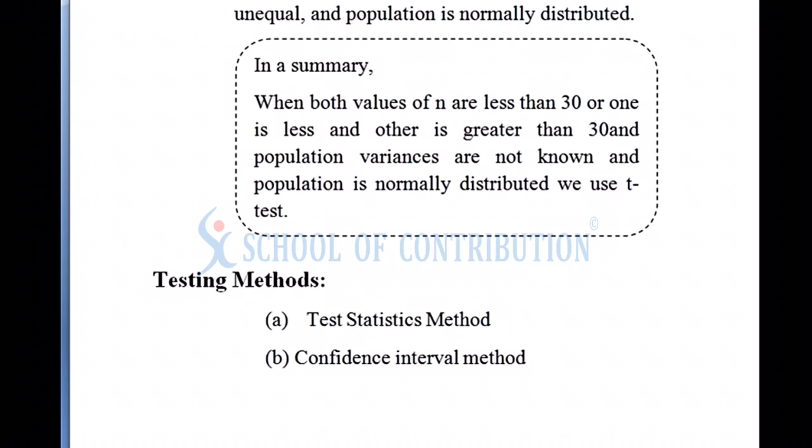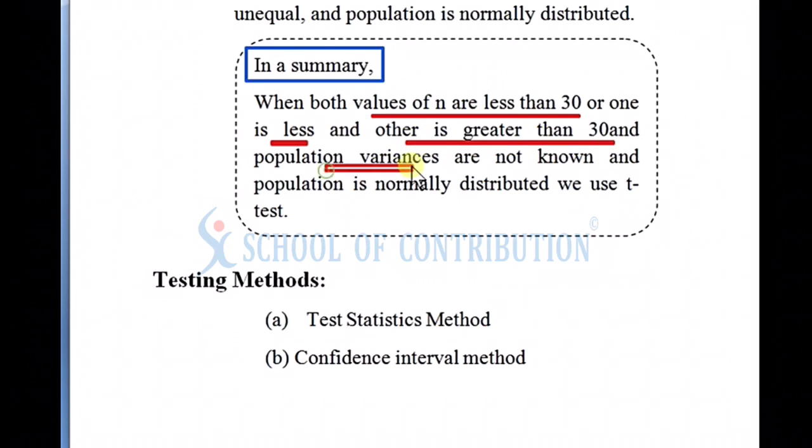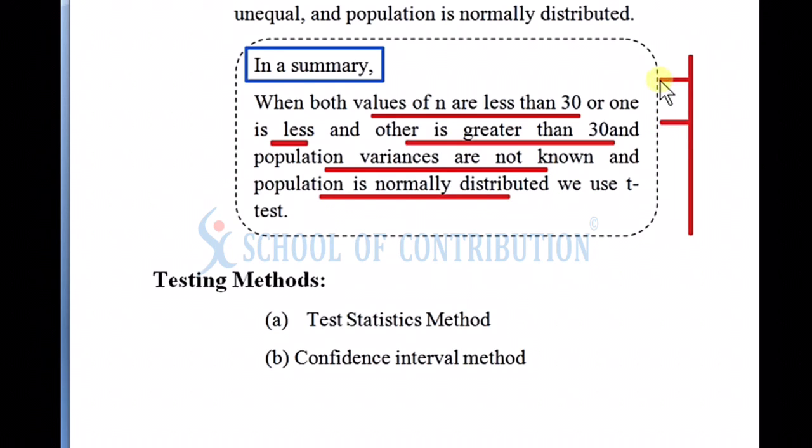We have also discussed the conditions for using the t-test. To sum up, we use the t-test when the two sample sizes are less than 30, or one sample size is less than 30 and the other is greater than 30, and the population variances are not known, and the population is normally distributed. If these conditions are satisfied, then we can easily use the t-test to conduct the two population mean test. Otherwise, we cannot use the t-test to conduct the two population mean test.